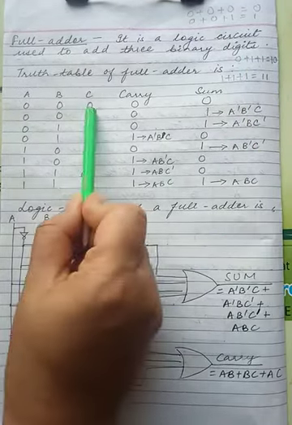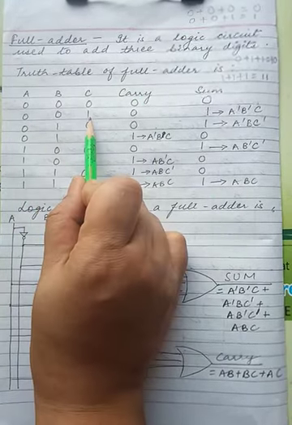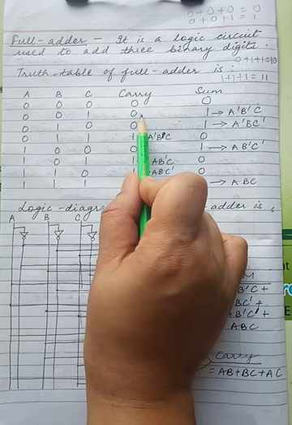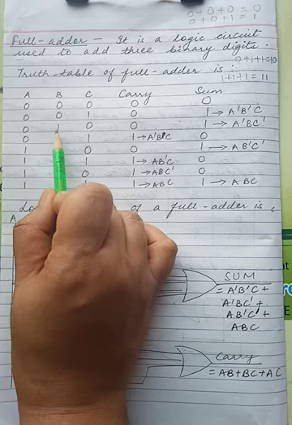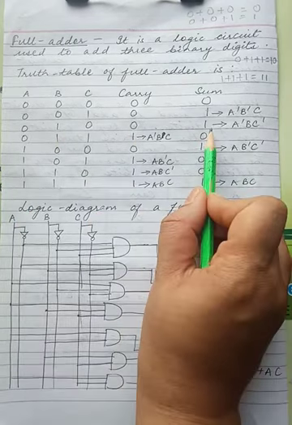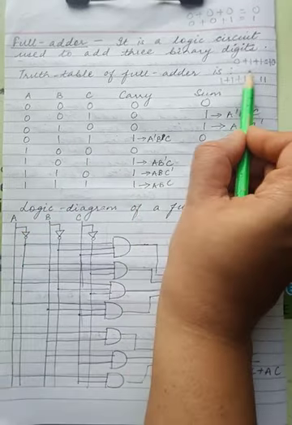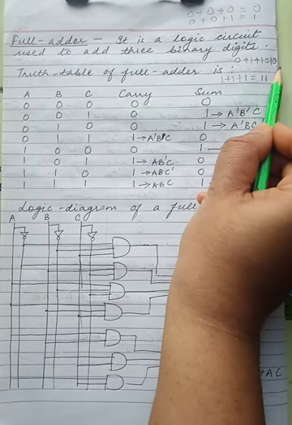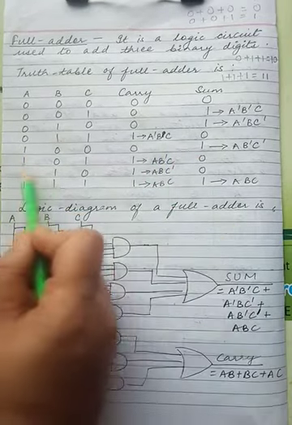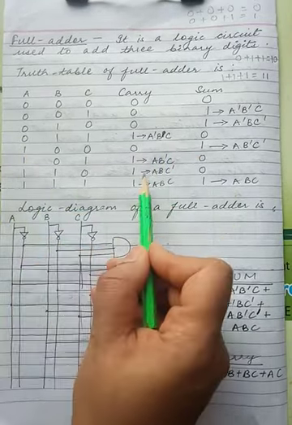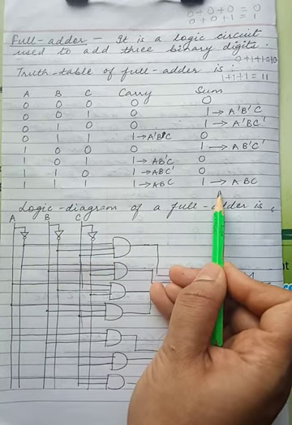See here, 3 zeros, then you get 0 for carry and 0 for sum. There is only one 1, so 0 for carry and 1 in the sum part. Here in the inputs there are 2 ones. When 2 ones are there, then you get 1 for carry and 0 for the sum part. One 1, so 0 and 1. Two 1s, so 1 and 0. There are 3 ones, so 1 and 1. I hope this truth table is clear to all of you.